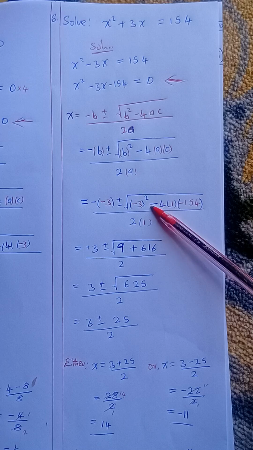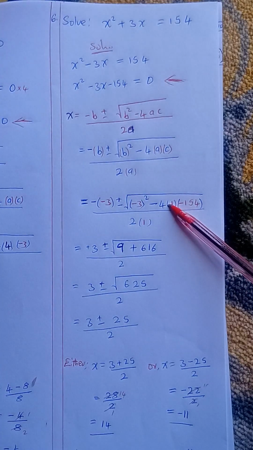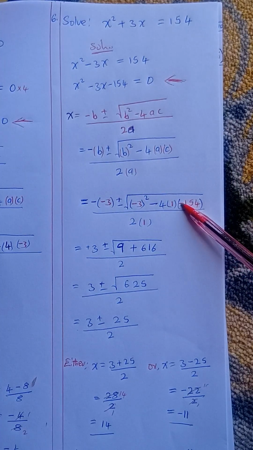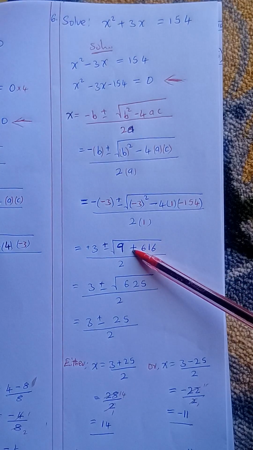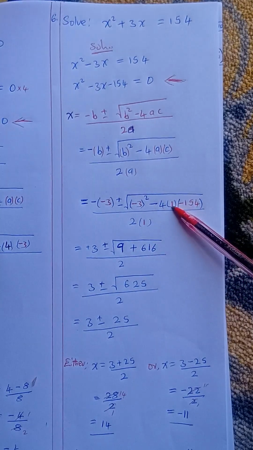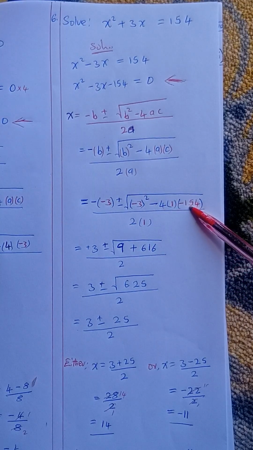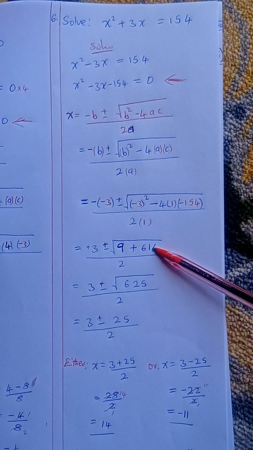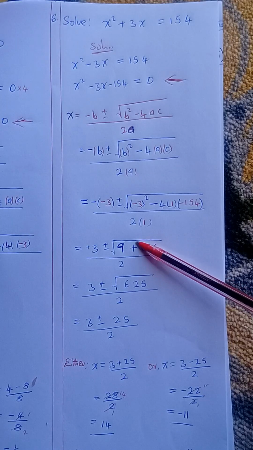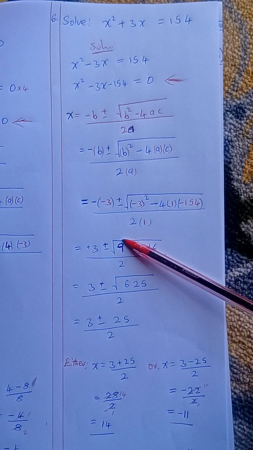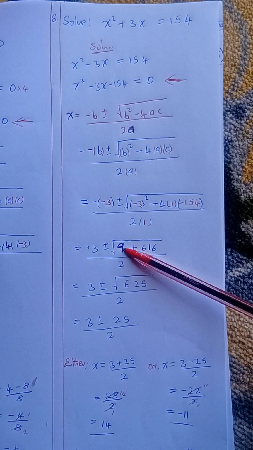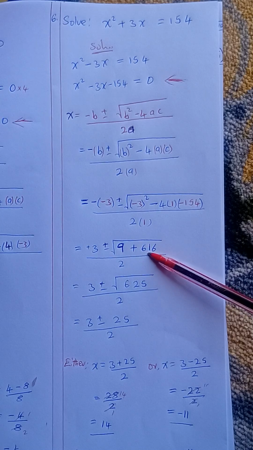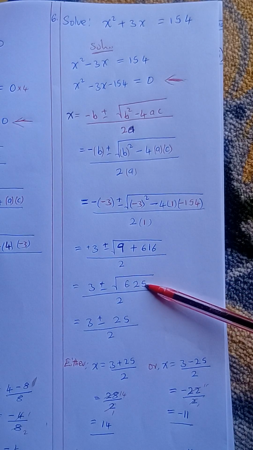So now we come here, negative times positive here, we get negative. Then that negative times this negative, we get a positive. That is why our sign here is positive. And now we multiply. 4 times 1 is 4. Then 4 times 154, we get 616. So in the next step, we have to simplify what is in the root sign by adding them together. So 9 plus 616, we get 625.